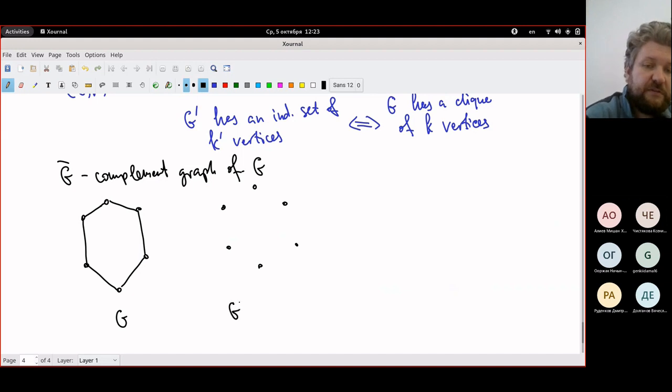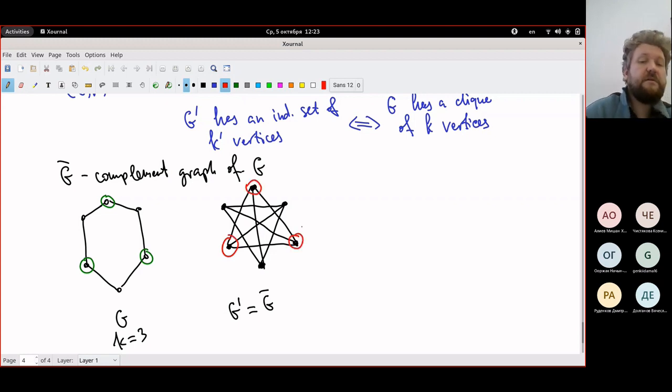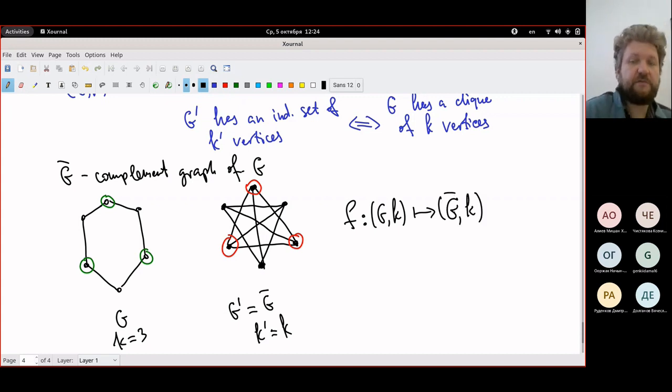So G prime is G bar, and we connect everything which was not connected. Right? And okay, now, for example, if k equals 3, then here we have an independent set of 3 elements, and here we have a clique of the same 3 vertices. So k prime will be just k. So the function f should take in a pair (G, k) and transform it into the complement graph of G with the same k.